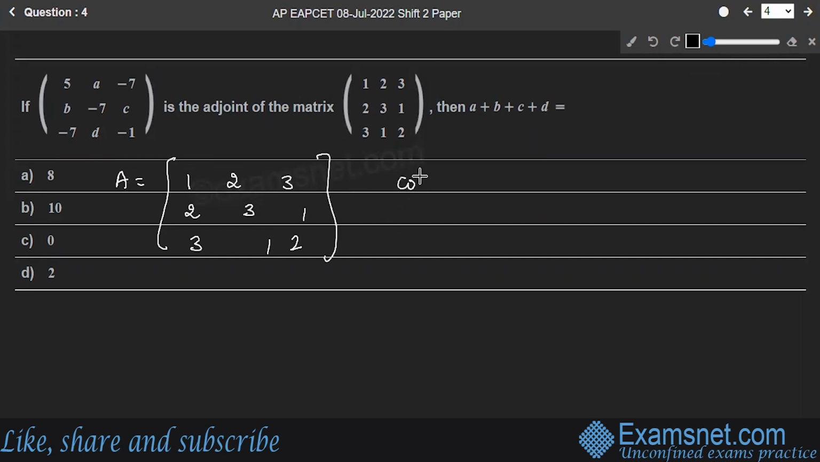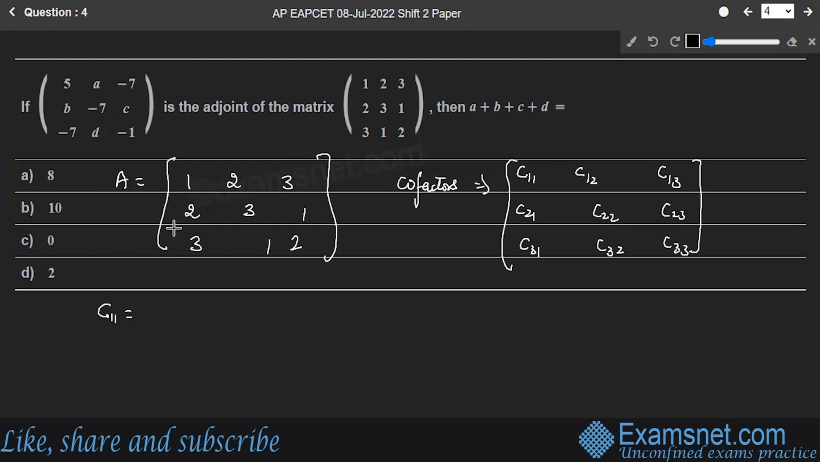So the cofactors of this matrix will be given by, I have to solve this. So the very first one will be C11, C12, C13, C21, C22, C23, C31, C32, and C33. Let's find out the C11.